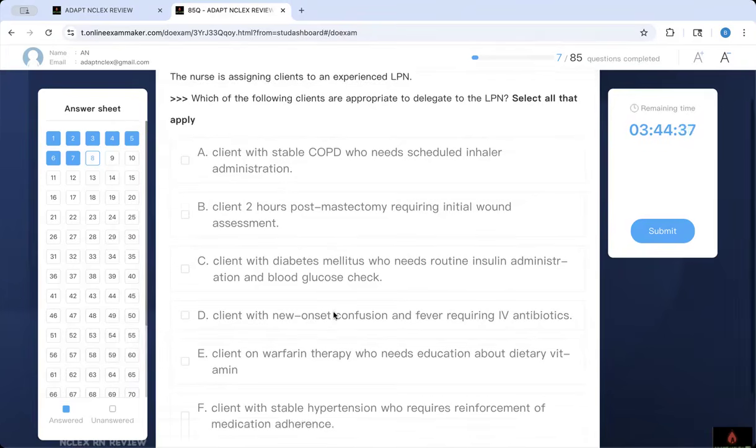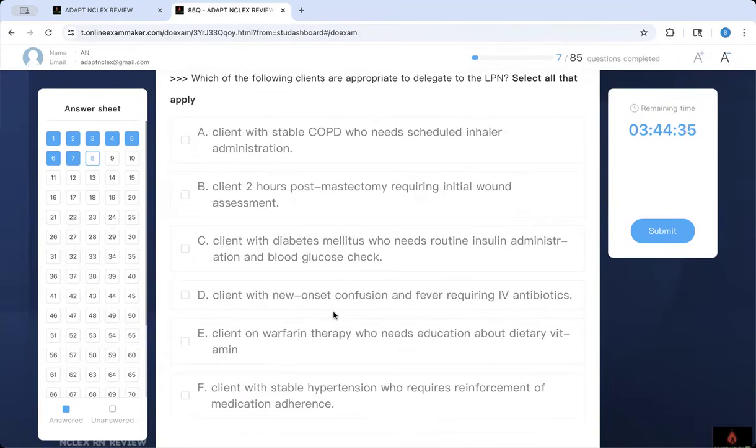LPN assignment. Therefore, a client with COPD who needs a scheduled inhaler, what do you think? A client 2 hours post mastectomy requiring initial wound assessment. A client with diabetes who needs routine insulin administration and blood glucose check. A client with new onset of confusion, fever requiring IV antibiotic. Client on warfarin therapy who needs education about dietary vitamin K. A client with stable hypertension who requires reinforcement.